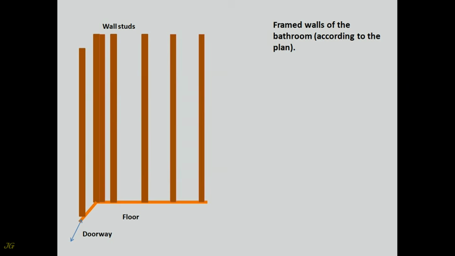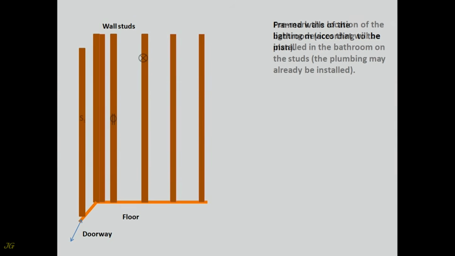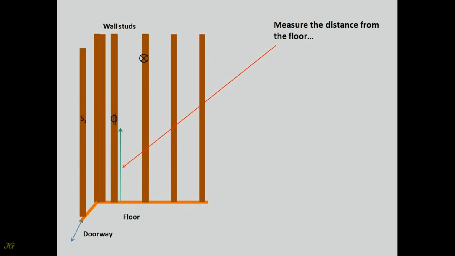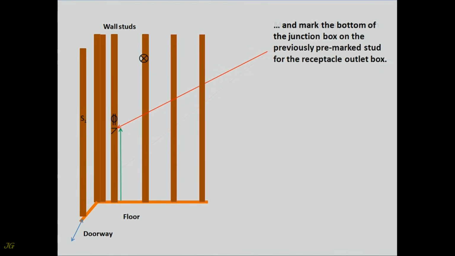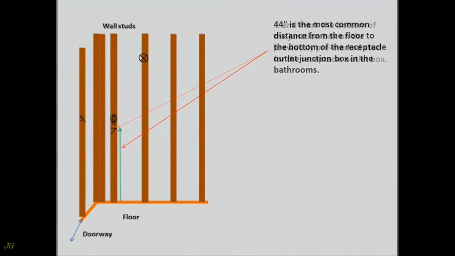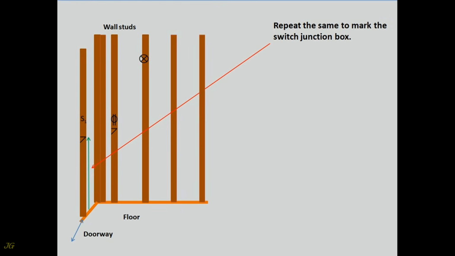Framed walls of the bathroom, according to the plan. Pre-mark the location of the lighting devices that will be installed in the bathroom on the studs. The plumbing may already be installed. Measure the distance from the floor and mark the bottom of the junction box on the previously pre-marked stud for the receptacle outlet box. 44 inches is the most common distance from the floor to the bottom of the receptacle outlet junction box in the bathrooms. Repeat the same to mark the switch junction box.